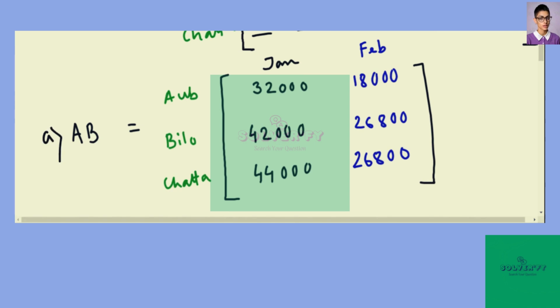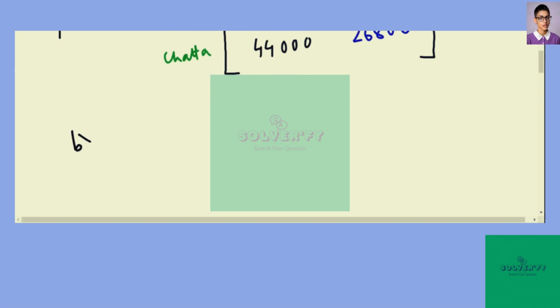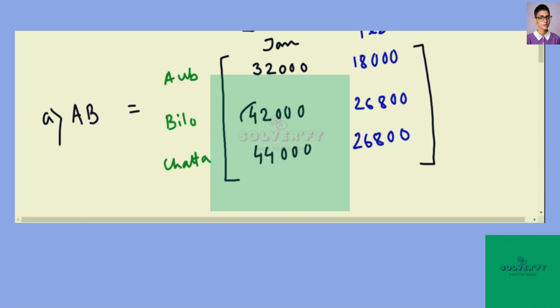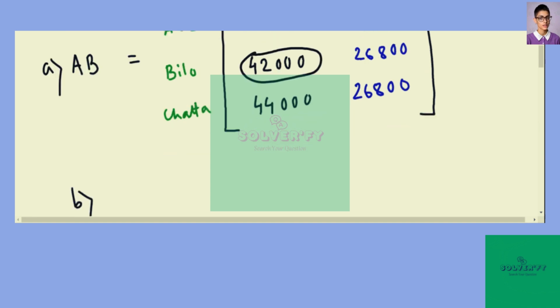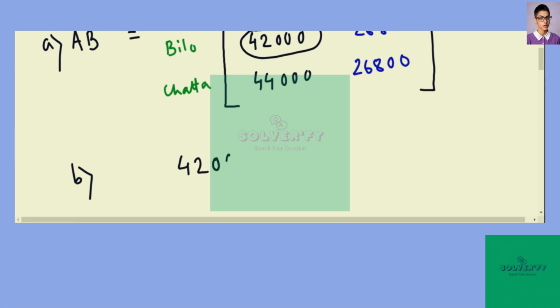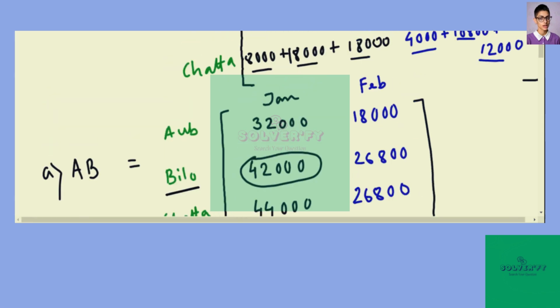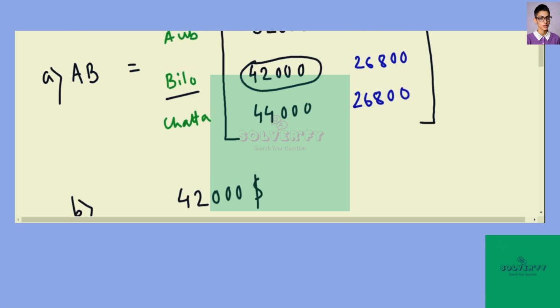We have performed AB. Now for B, what they have asked is that, assuming that all cars produced were sold, what is the daily profit in January of the Biloxi plant? So in January, the Biloxi plant made a daily profit of 44,000 dollars. Okay, and for the last question, the total daily profit of the three plants in February would be the summation of these values.